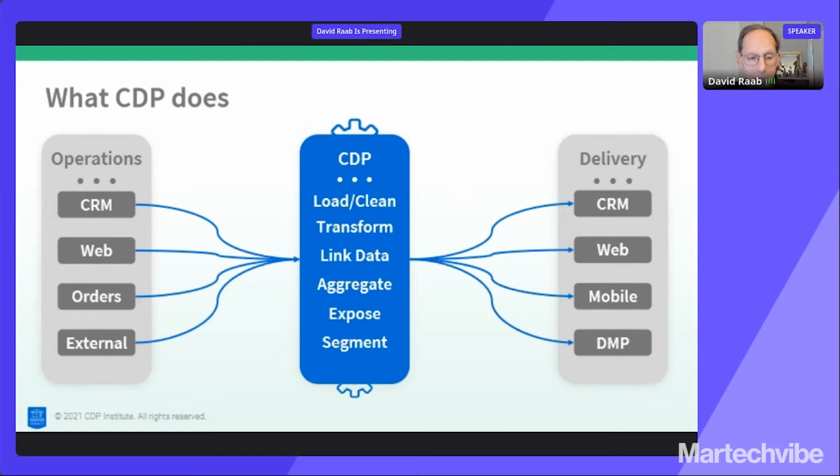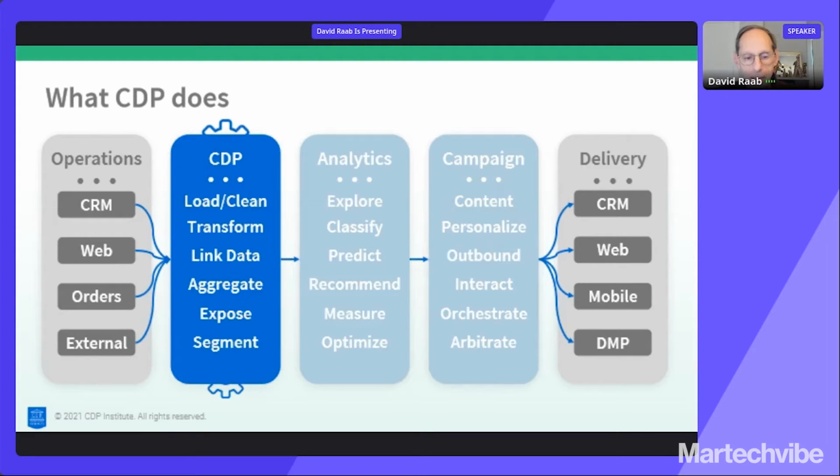Well, it takes data in from your various source systems, your CRM and your web and your e-commerce and whatever external data sources you have, and then it loads it and transforms it and links it up and builds those unified customer profiles, puts it all in one place and makes it available, and then actually makes it shareable to delivery systems that actually talk to your customers, which is your CRM and your website and your mobile and your data management platform for your advertising, also all your analytical systems. So in essence, the CDP sits in the middle, at least the way that we draw the picture. It gets the data from all your systems, builds the profiles, and then shares them out.